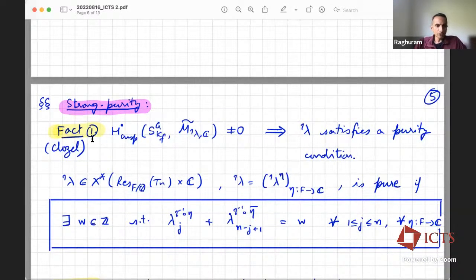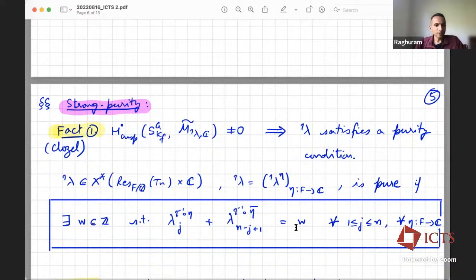There is a basic fact due to Clozel that if cuspidal cohomology is non-zero for some weight ιλ, then this ιλ needs to satisfy a purity condition. Now this weight ιλ is parameterized by one component ιλ_η for every complex embedding η, and purity is a condition of this kind: the jth component of ιλ at η and the (n minus j plus 1)th component at η bar, the complex conjugate, have to add up to a constant.